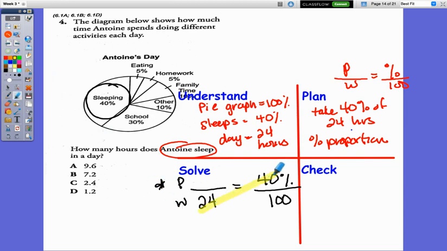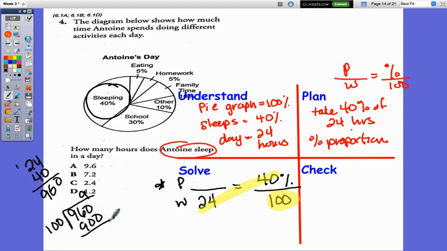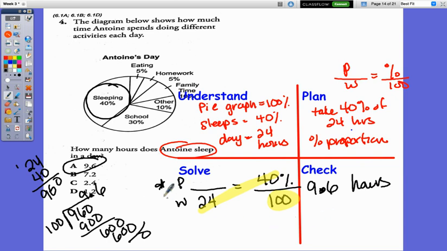We're going to cross multiply using cross products and divide. So I have 24 times 40. 0, 6, 1, 960. 960 divided by 100. Oh, goodness. I would love to sleep this much. Who sleeps this much? Probably you guys. Not me, though. Wow. 9.6 hours. I want to say I was probably in my 20s the last time I slept that much. 9.6 hours. Go, Antoine.